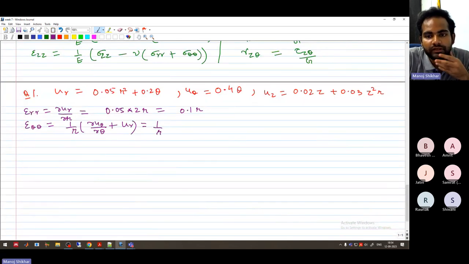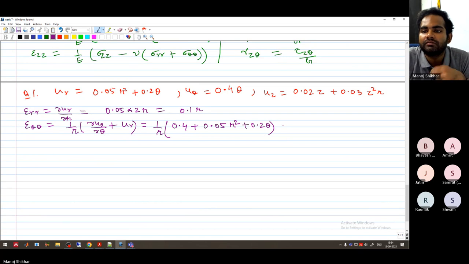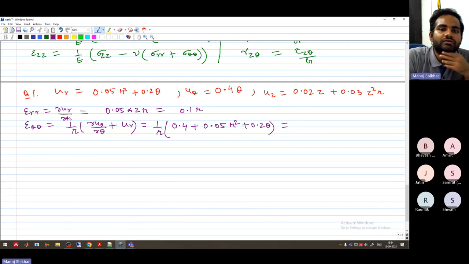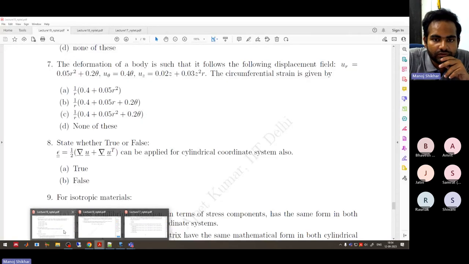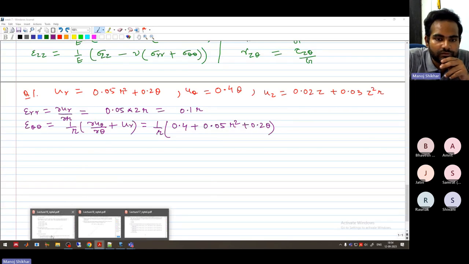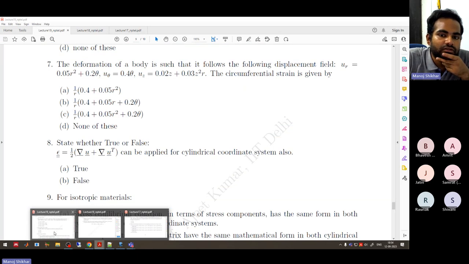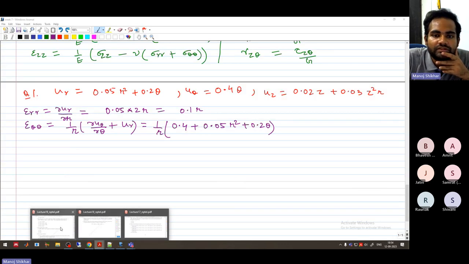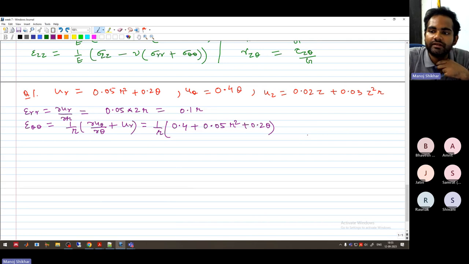So you will do what? 1 by r, differentiation of u theta with respect to theta, is 0.4 plus 0.05 r square plus 0.2 theta. So this is what they had asked for. Let's see if this is the option. There. 1 by r (0.4 plus 0.05 r square plus 0.2 theta). So option B was correct in this case. Sorry, option C was correct, not B. Option C was correct. But let's find other components.